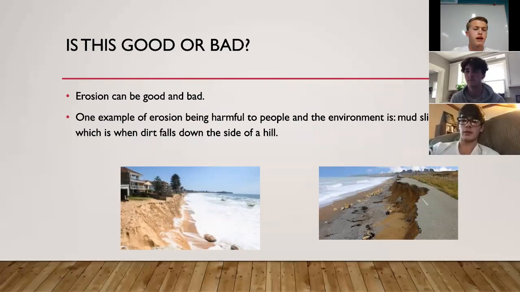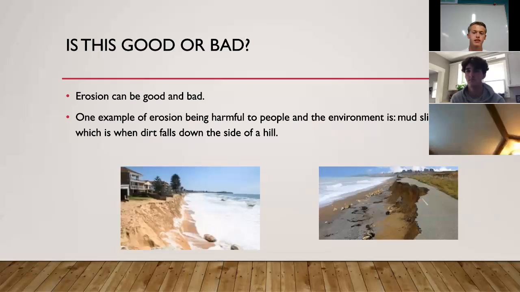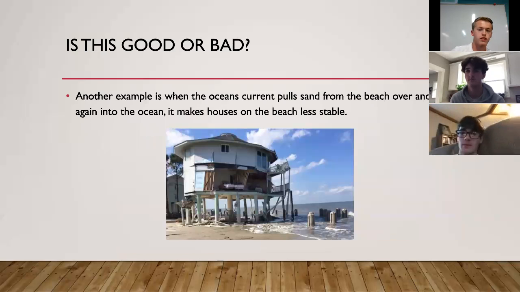So is this a good or bad thing? Erosion can be both good and bad. An example of erosion being harmful is it can kill the environment due to mudslides, which is when dirt falls down the side of a hill. And another example is when the ocean current pulls sand from the beach over many times into the ocean, and it can make houses on the beach less stable. This is a very common problem.